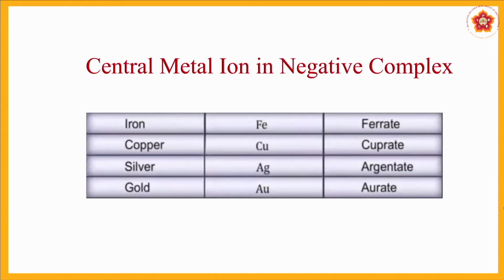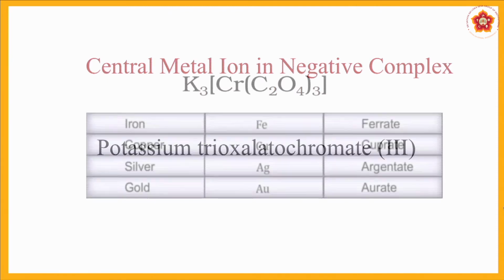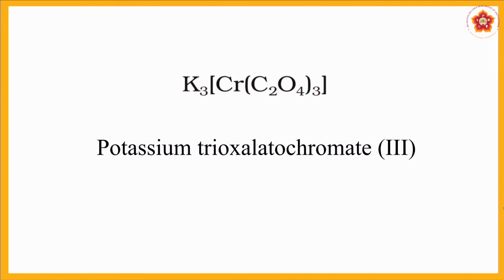Now, the question is, in all these cases, if you see, we were having the central metal ion in the positive part, but if it is in the negative part, then what we have to do is use its Latin name and end the name with ate. Iron should be ended as ferrate, cuprate, argentate, aurate. Those are the examples you are able to see. In relation to this, let us solve one example here, which has a potassium compound in that formula. There is also the presence of a central metal ion, which is chromium in that case. You have oxalato as the ligand which is present.